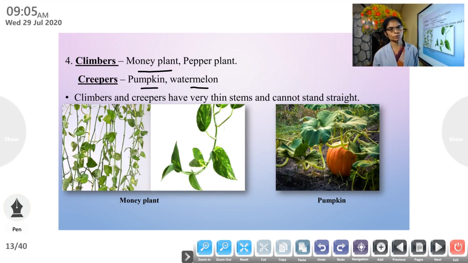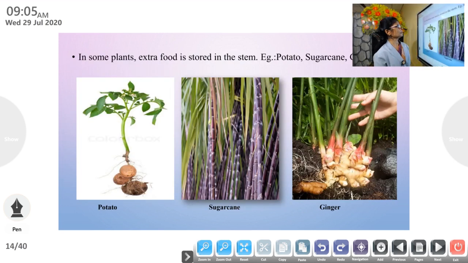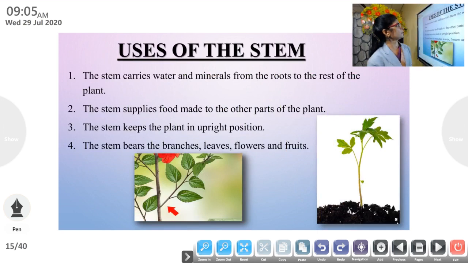Look, in some plants, extra food is stored in the stem. Example, potato, sugarcane, etc. are examples of plants that store food. Then, uses of stem you already studied.